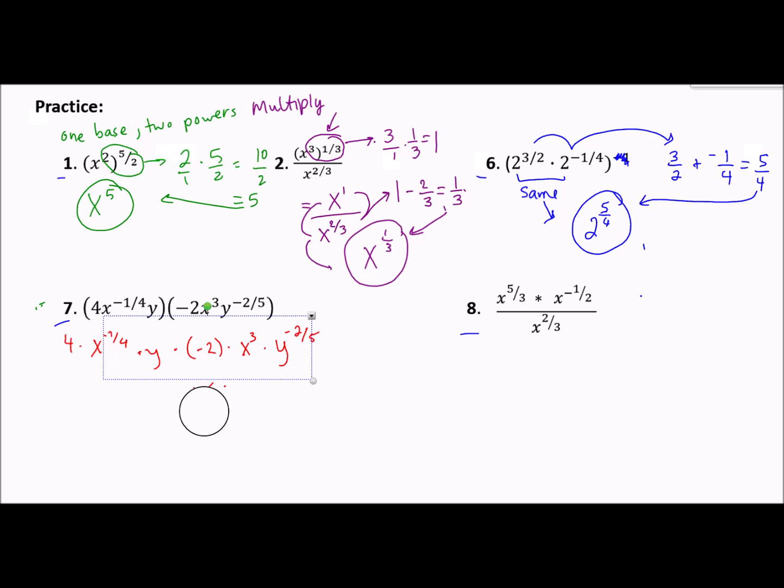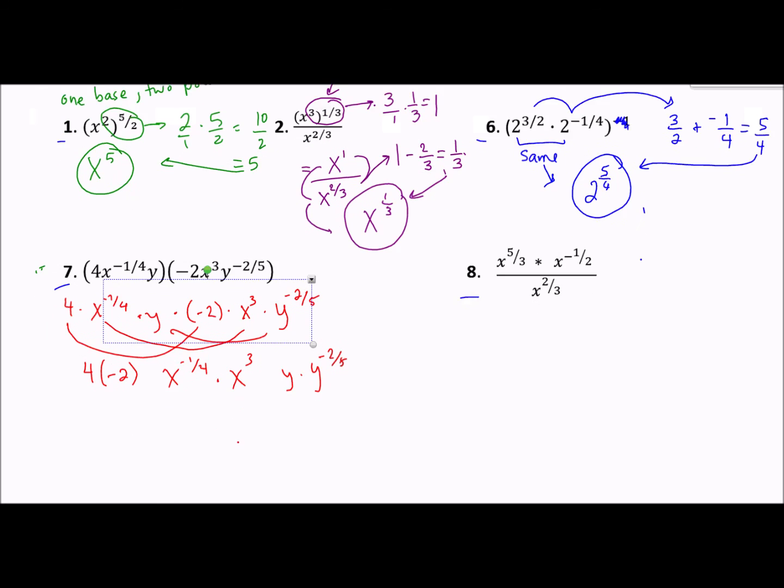So when it comes to problems like these, the number pieces can be multiplied together. That's regular old arithmetic, right? Then you've got 2 different sets of x's. If they have the same base, then we know the tricks on how to combine them into a single exponent. Then you also got your y's here. So you've got y times y to the negative 2/5. And then you apply the rules that we know to each of those. 4 times negative 2, that's easy. That's negative 8. This is x to the negative 1/4 times x to the 3.